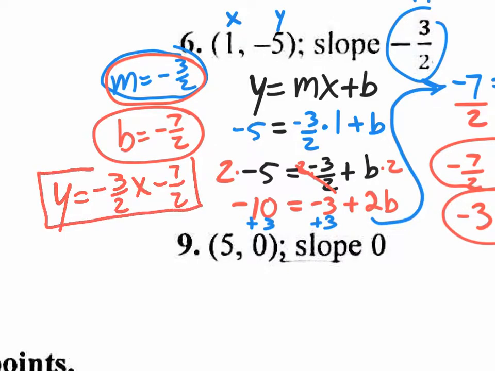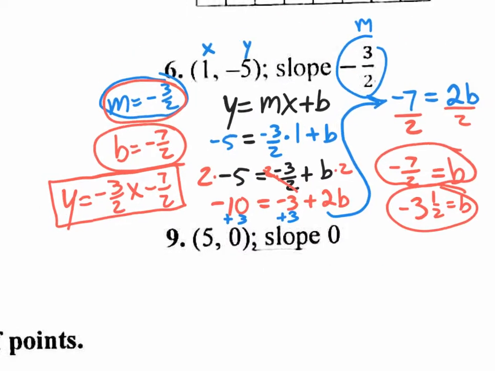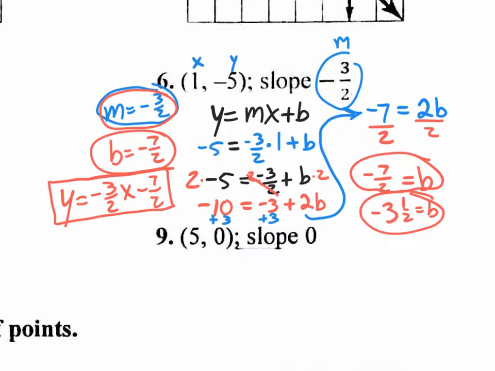I think the back of the worksheet might have the answer as -3.5. Okay, oh, -7/2. Okay, so that's it. That's how you do it. Now, is this easy? Yeah. It becomes easy once you practice it, but honestly, it requires a lot of work.